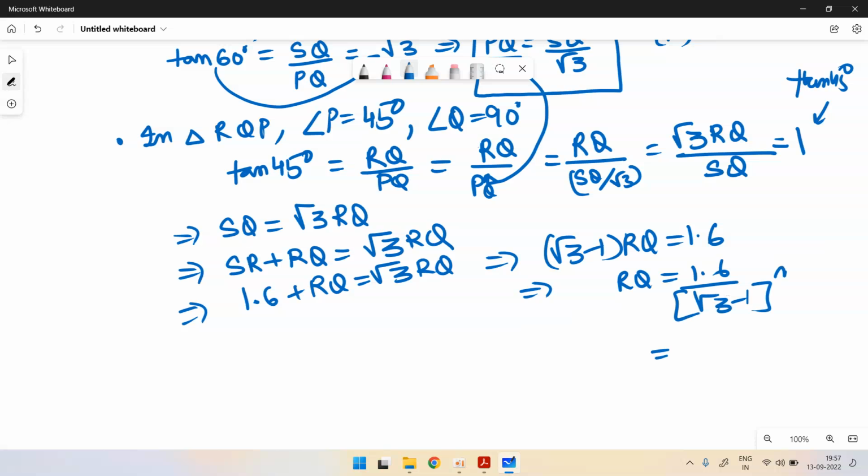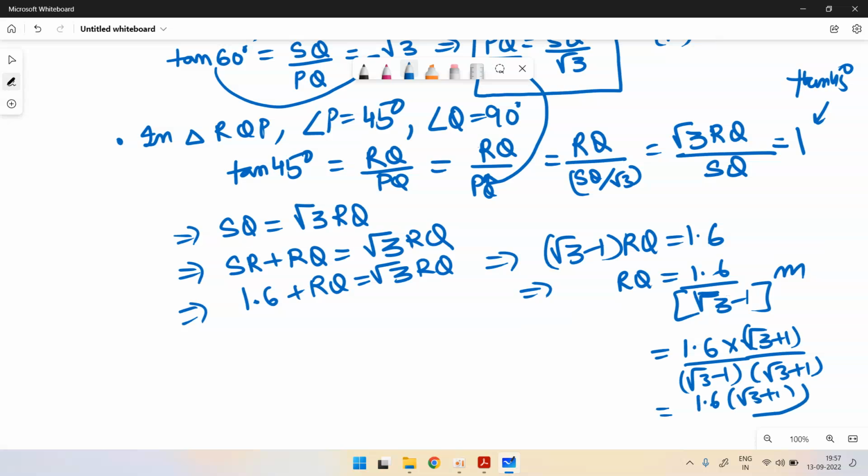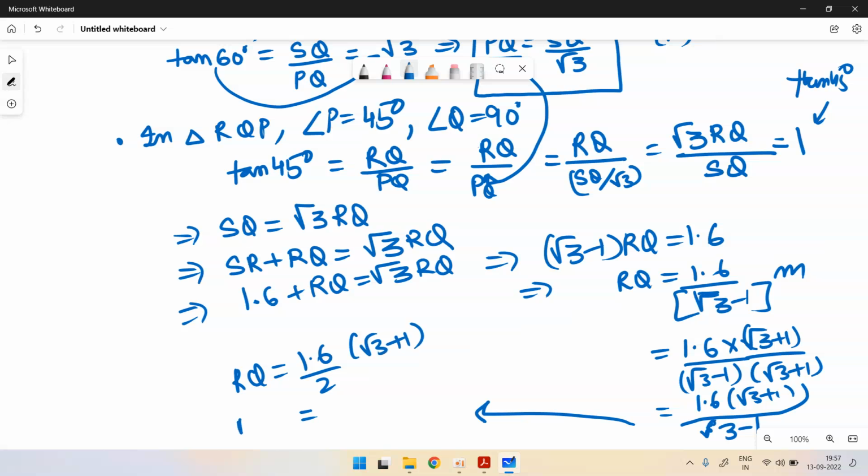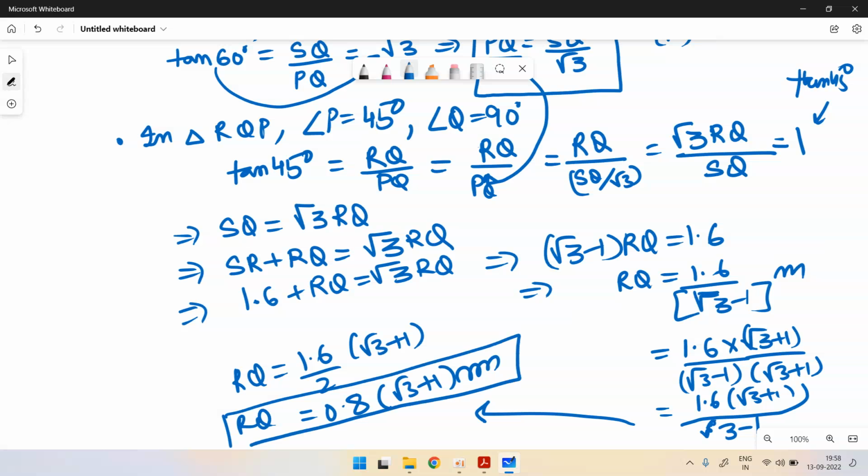Or alternatively, this can be your answer. But if you need to, multiply and divide by the conjugate, root 3 plus 1, with root 3 minus 1 already in the denominator. Solving the denominator, this is 1.6 into root 3 plus 1 over root 3 whole square, which is 3 minus 1, that is 2. So RQ equals 1.6 by 2 into root 3 plus 1, which is nothing but RQ is 0.8 into root 3 plus 1 meters. This is the height of the pedestrian.